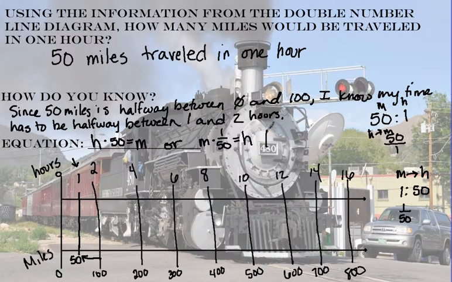So for example, if I take my 200 miles and split it up into groups of 50, so 50, 100, 150, 200. Since there are 4 of them, I know that it will take me 4 hours to go 200 miles.